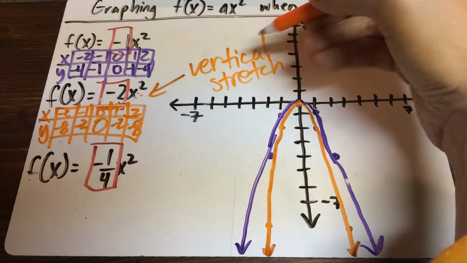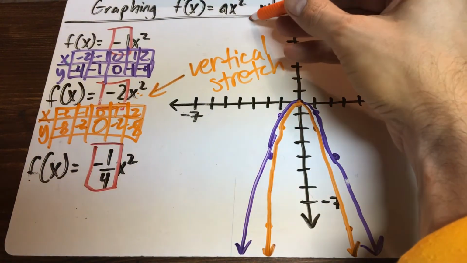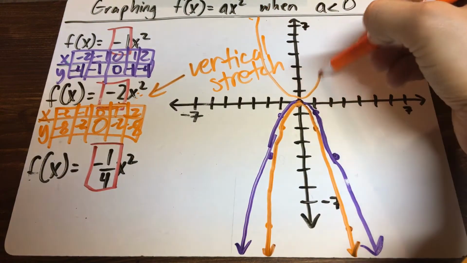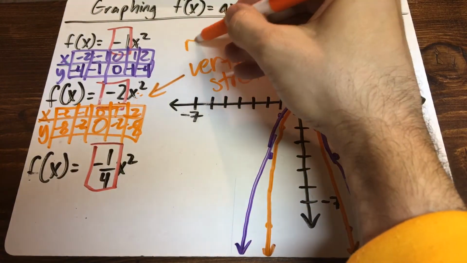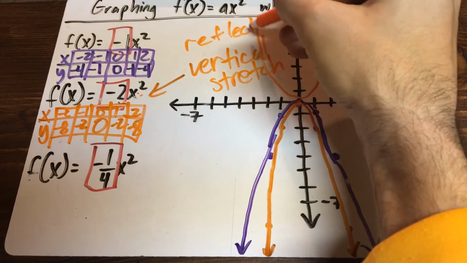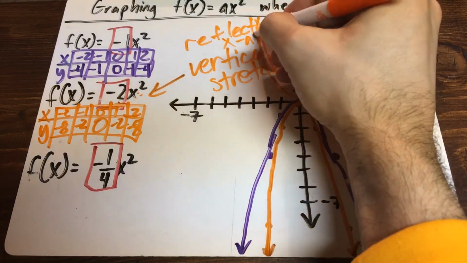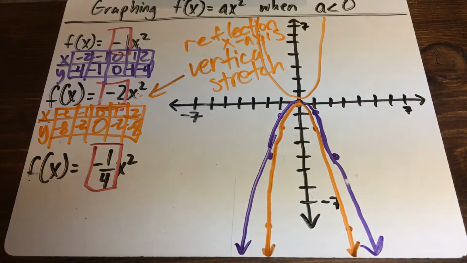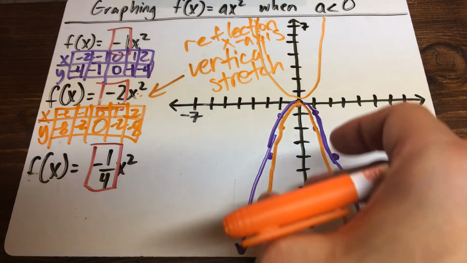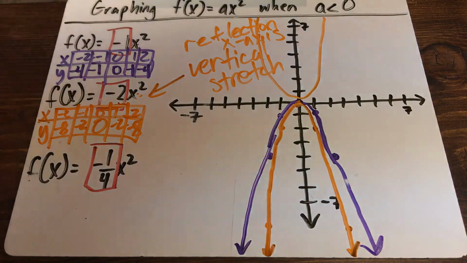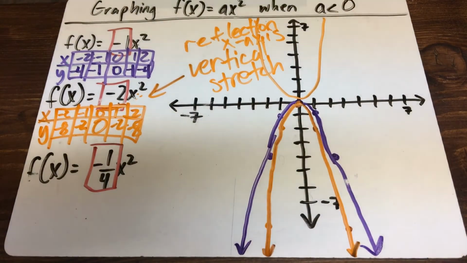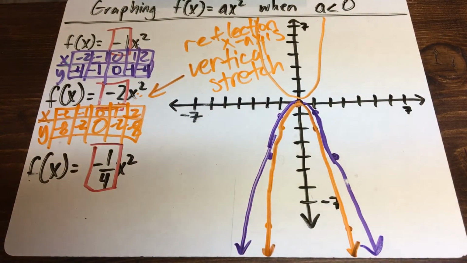It's also a reflection of the original one that was going something like, remember the original one that went like this? This is a reflection over the x-axis, and it's a vertical stretch by a factor of 2. It's twice as narrow, and it's a reflection of the original one that we started with on the other board.